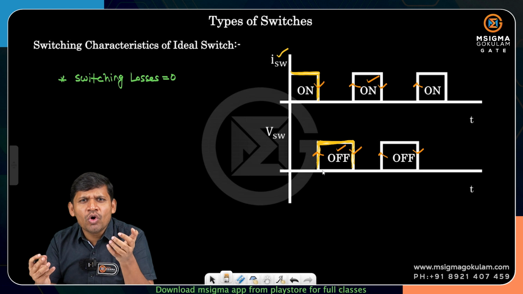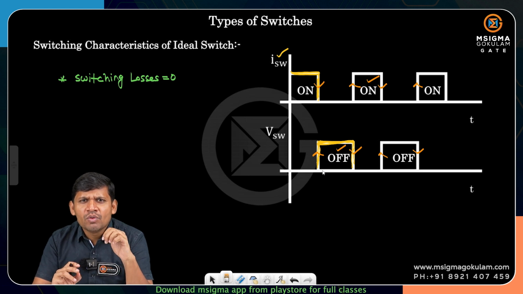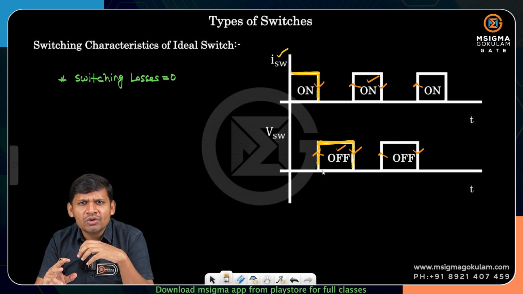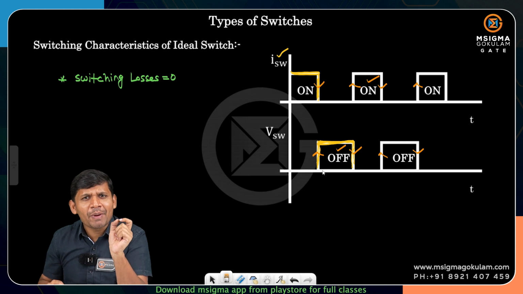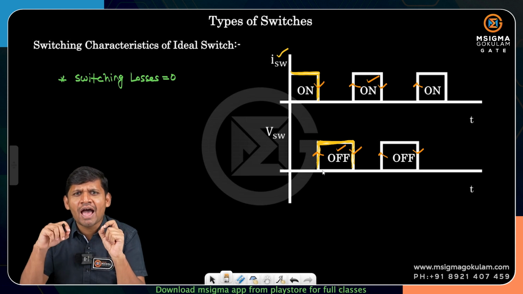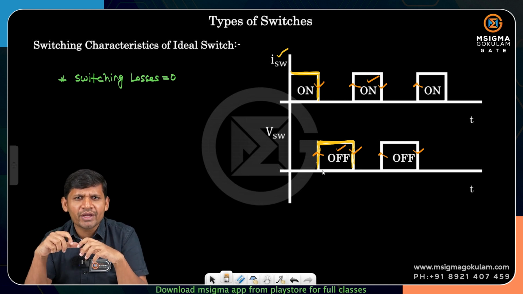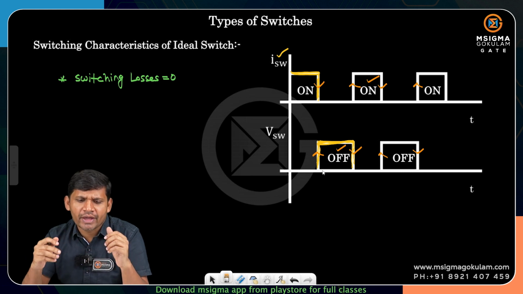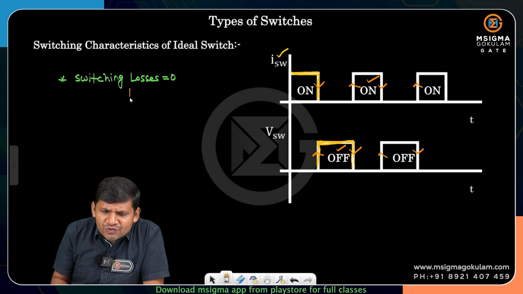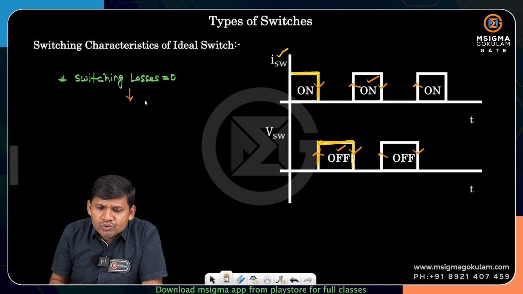Then on time equal to 0, off time equal to 0. Once the on time and off time are 0, there are no switching losses. But practically, every device has its own turn-on time and turn-off time. But in an ideal switch, there is no on time and off time. Then what is the reason for switching losses equal to 0, students? There is instantaneous switching, that you have to write.